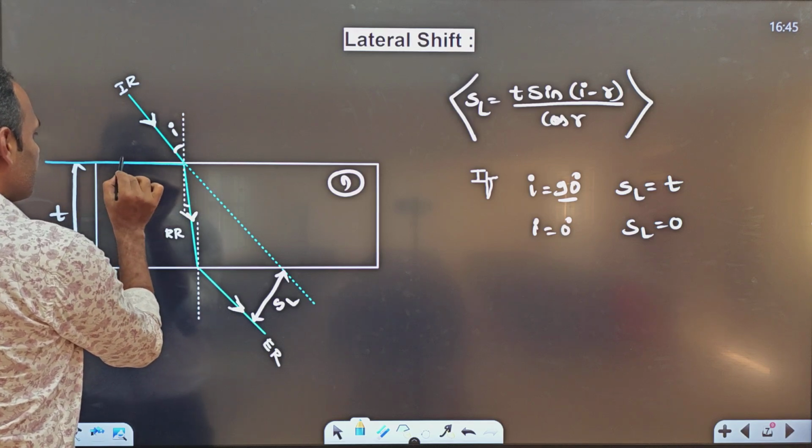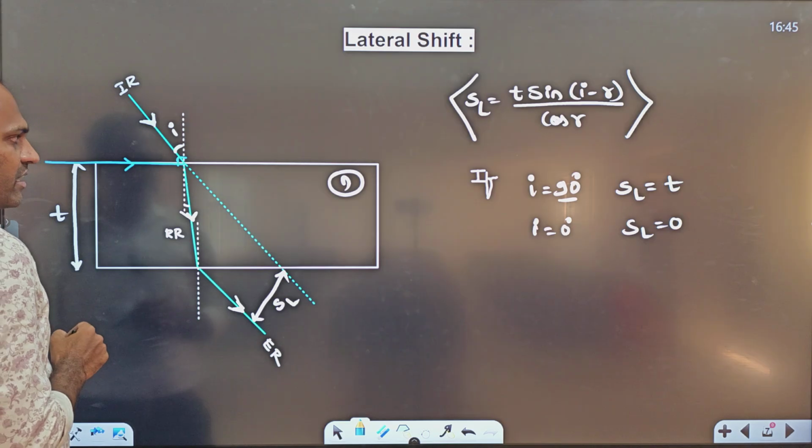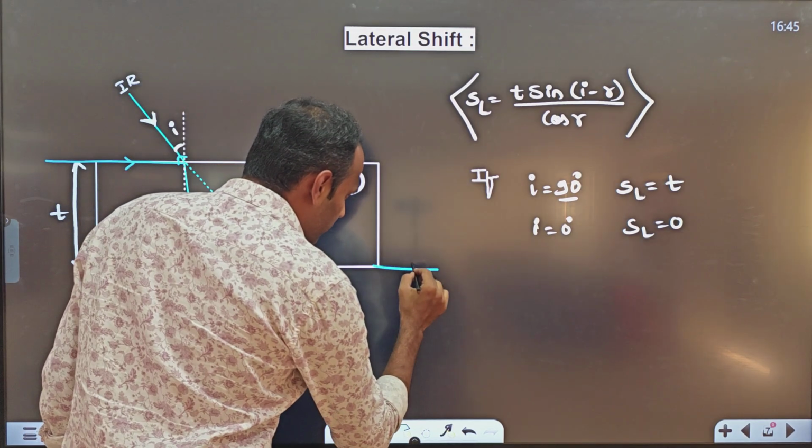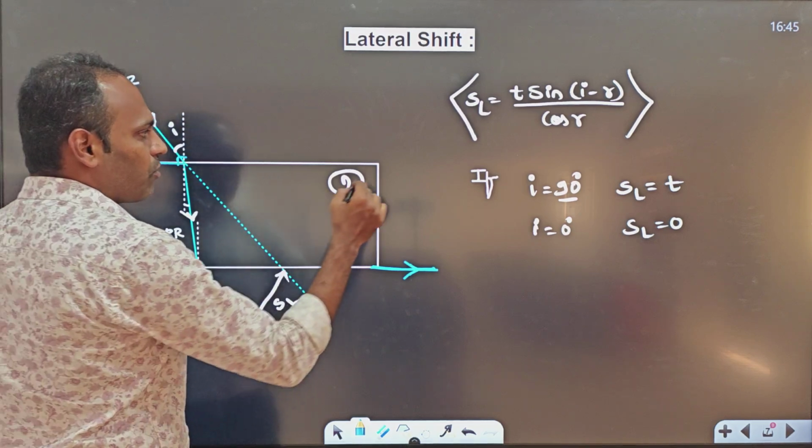If angle of incidence is 90 degrees, then this light ray will come out from here. It will emerge from here, right? So how much is the lateral shift?